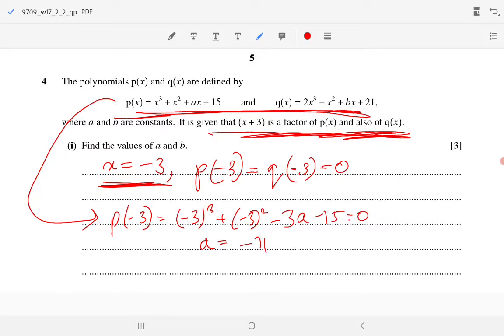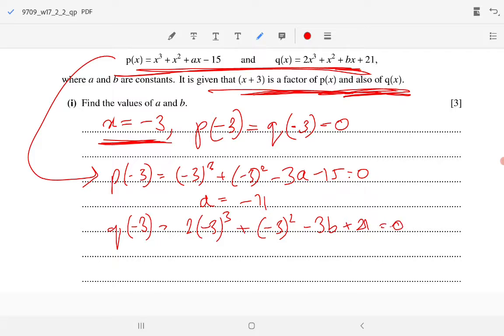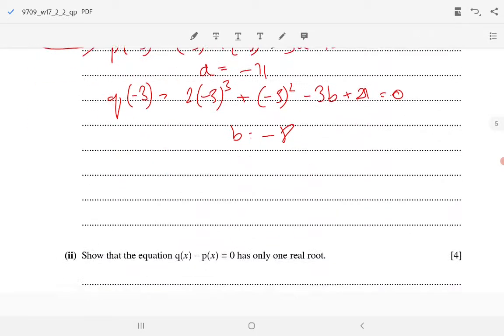And if you do the same thing for q of x, so q of minus 3 is equal to 2 times minus 3 cubed, minus 3 squared, minus 3b plus 21 equals 0. You'll get b is equal to negative 8. Alright guys, hope you understand this. Moving on to the next question.